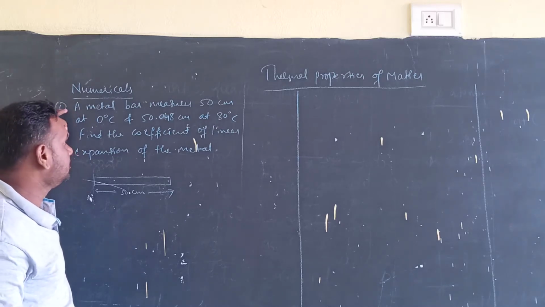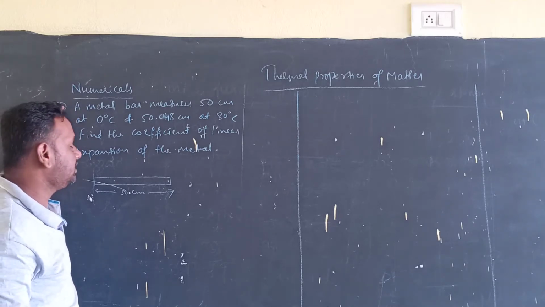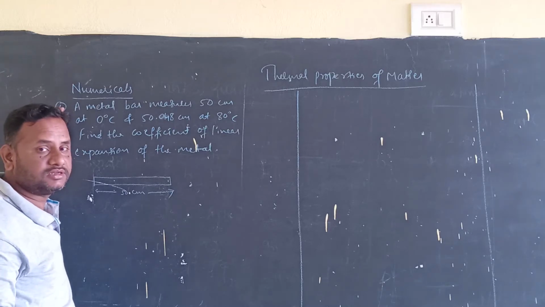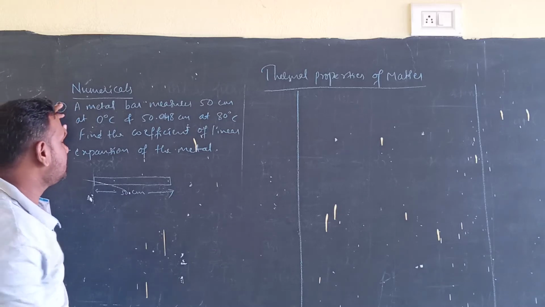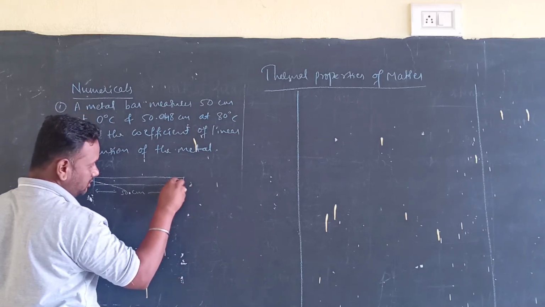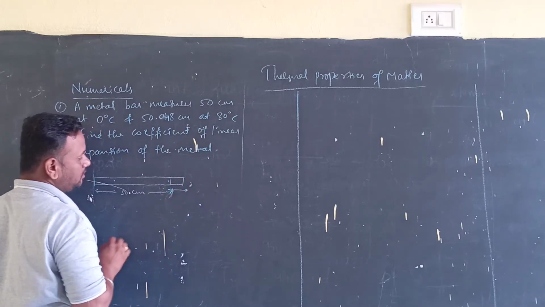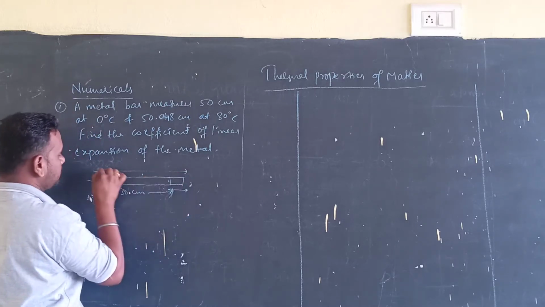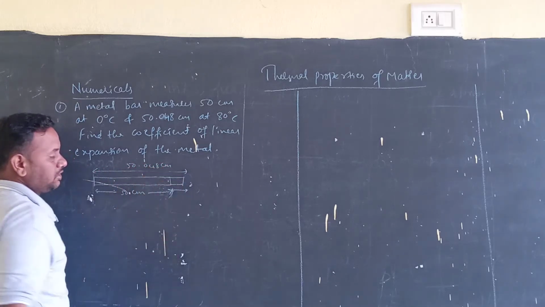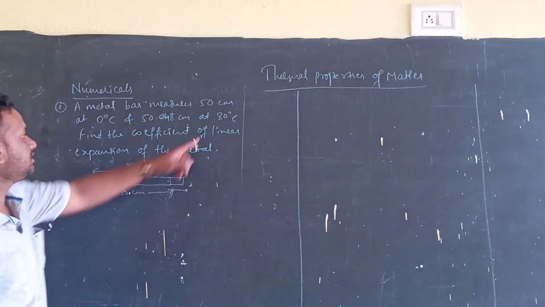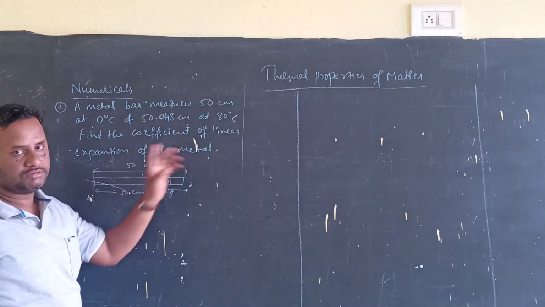That means this metal bar is heated now. And when it is heated, its length is increased. That is, linear expansion has taken place. Say this is the increase in the length. So the total length is how much now? 50.048 centimeter after heating. Find the coefficient of linear expansion of the metal.